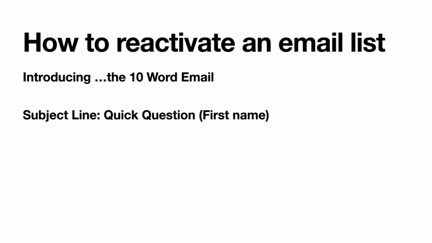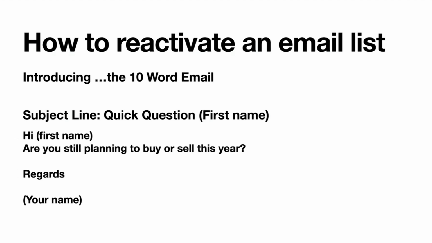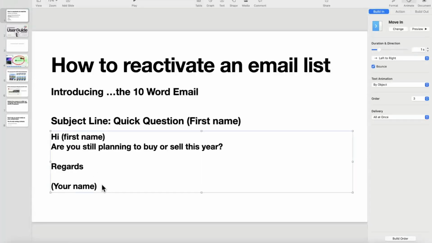The subject line is "Quick question, Mary" or John or whatever. If you don't know their name, if your list is not that generic, just say "Quick question." And there's the email, right? "Are you planning to buy or sell this year?" In fact, what I might do is grab all of that and put that straight into the chat as well. So you've got it right there.